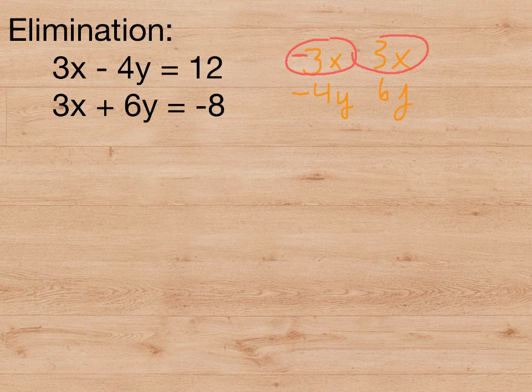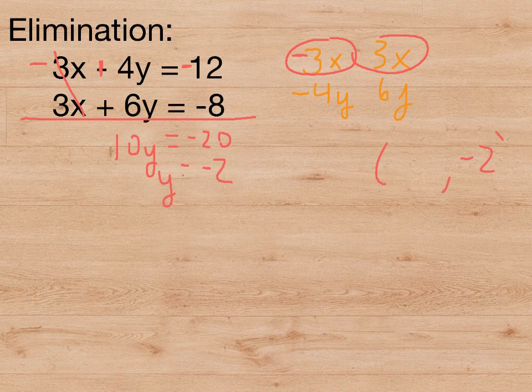So I'm going to multiply the top row by negative 1, and doing that would give me sign changes all the way across. Now I'm ready to go ahead and solve. The 3x terms are gone. I have 10y equals negative 20. Do a division. Y is negative 2. Just because I've got y doesn't mean I'm done. I have to find x.